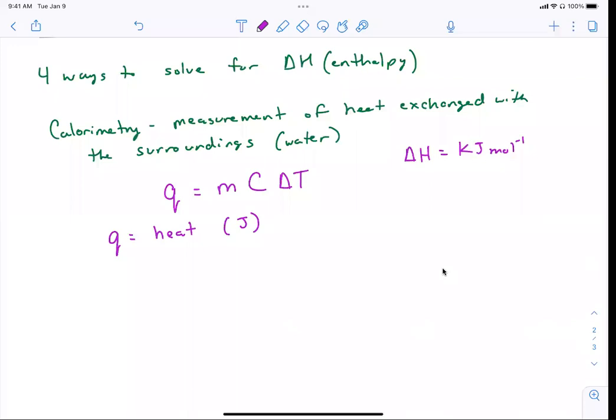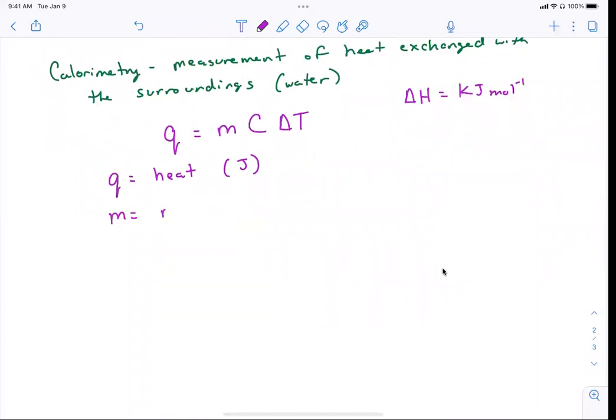So in calorimetry, we're doing such small samples, it's usually going to be in joules for ease of measurement. M is the mass of the water, which is the surroundings, and it's going to be in grams. So it's always water? Yes, for our purposes here, it's always going to be water. It works with other things as well, yes. But usually when you're doing a chemical reaction that's aqueous, it's going to be in water, so that's what you're going to be measuring.